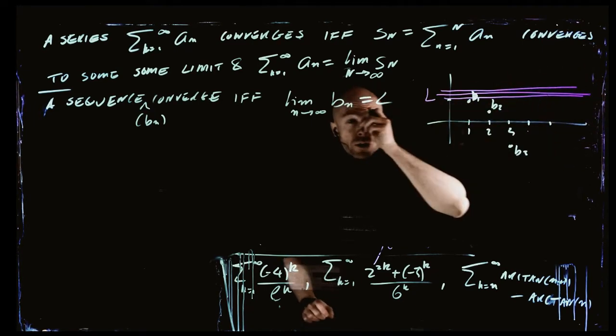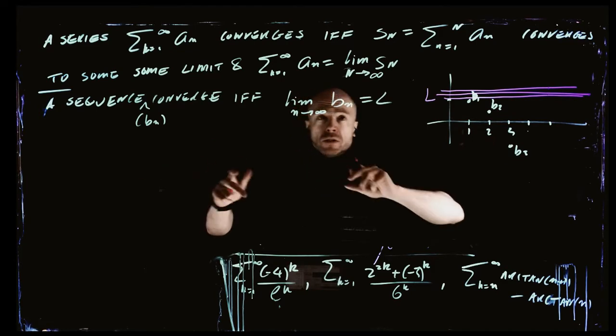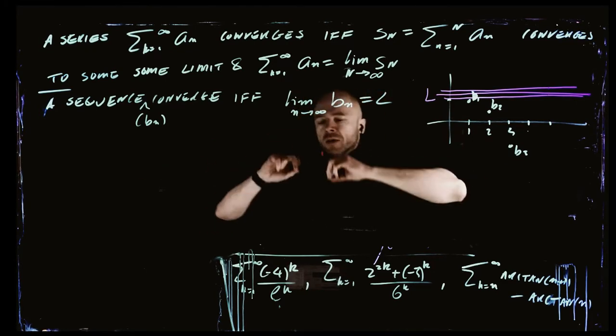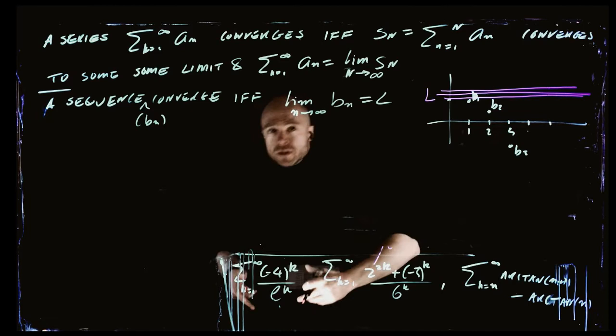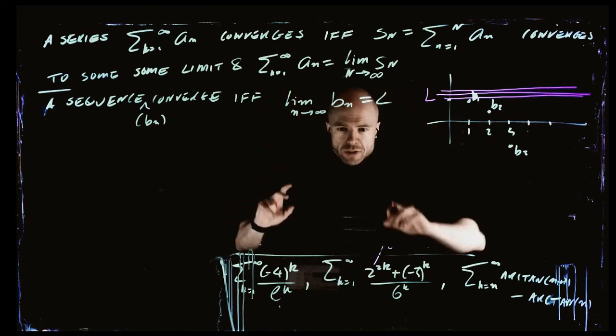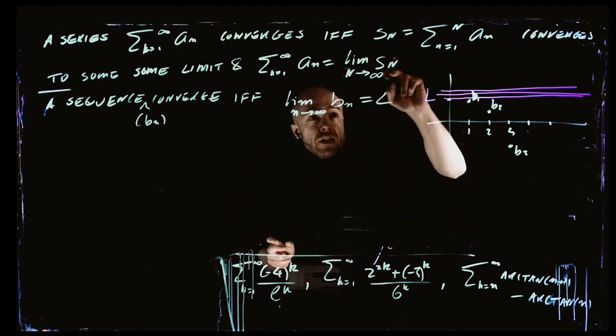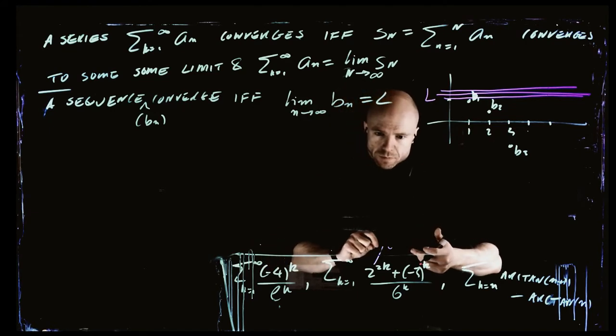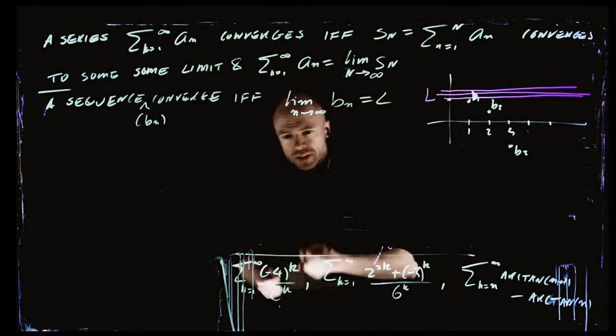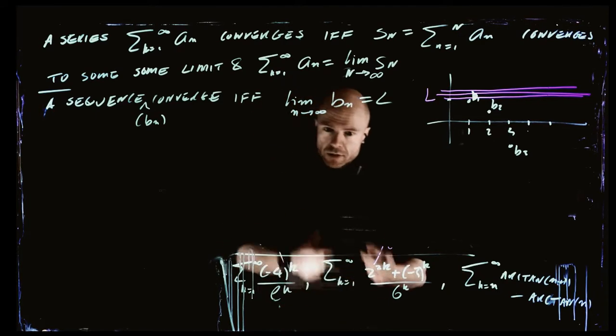Yeah? So we need this concept of convergence of a sequence in order to define convergence of a series, because this thing, as N varies, is a sequence. Yeah? So we have to build this concept of convergence of a series out of the concept of convergence of a sequence.